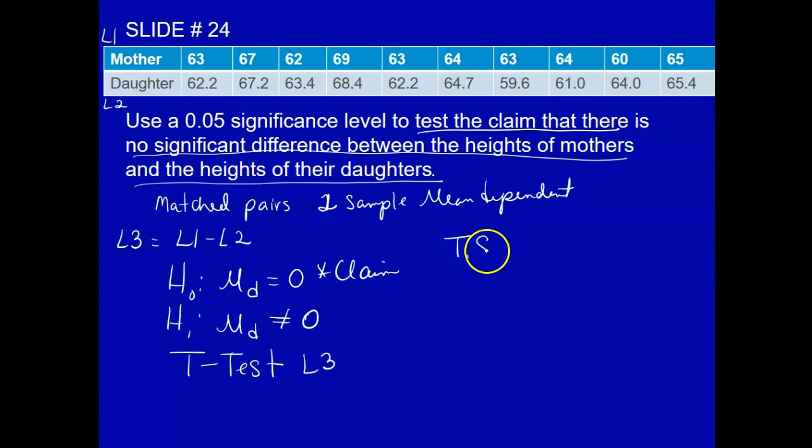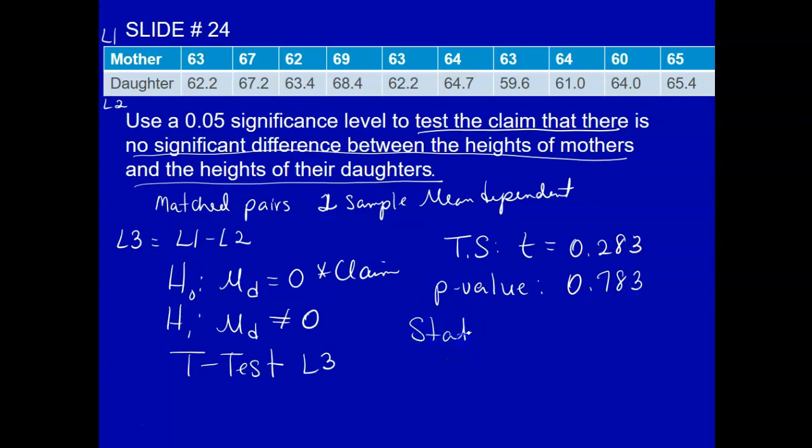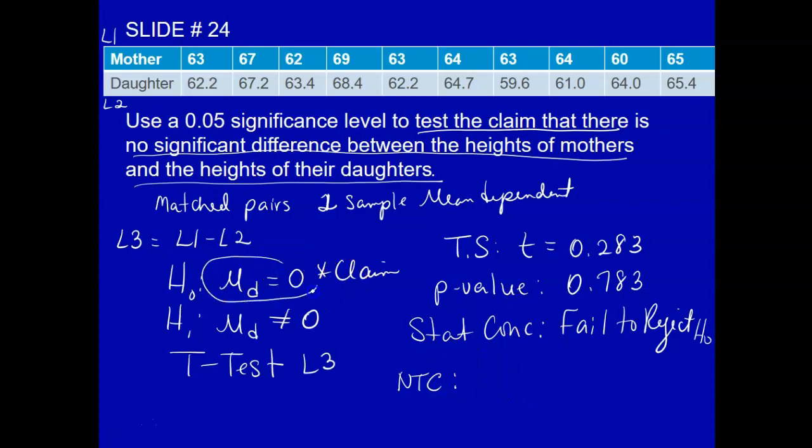When I do that, my test statistic is going to be t equals 0.283. My p-value is 0.783. So my statistical conclusion, because my p-value is larger than my stated alpha value here, I'm going to fail to reject the null hypothesis.